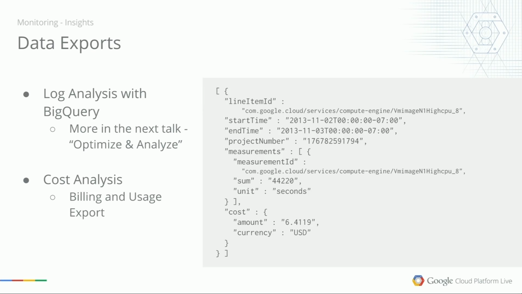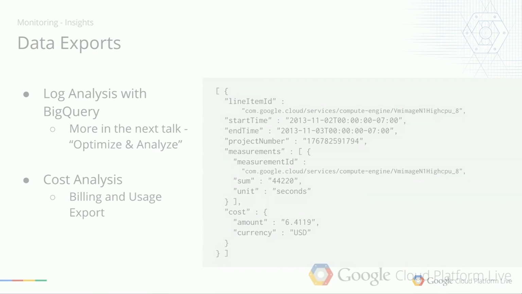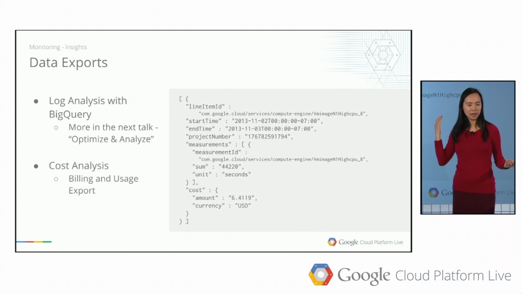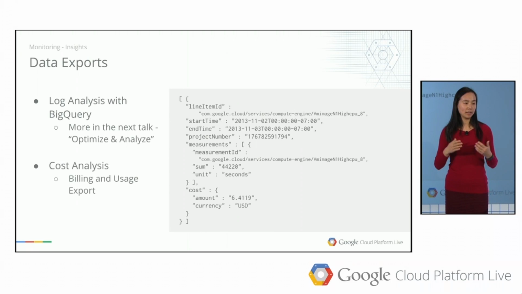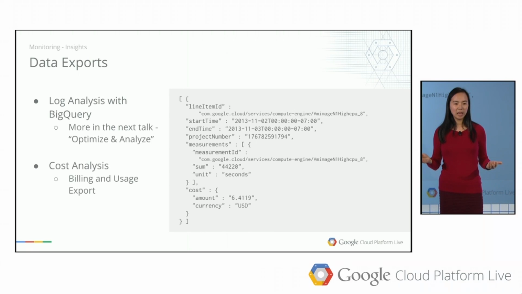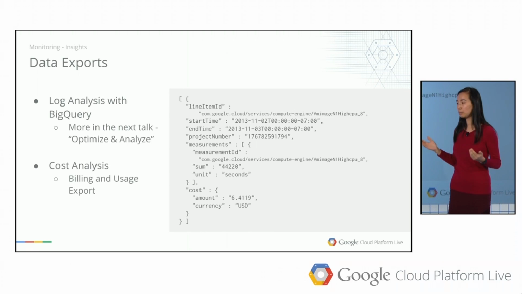The file you're seeing here is a JSON file that comes from the billing export. It shows you all important attributes of your cost structure, such as your project number, measurements, time frame, and resource type. With this file, you can now import it into a spreadsheet, or you can write a script to crunch the numbers. And you can also use additional cost optimization tools for your application.